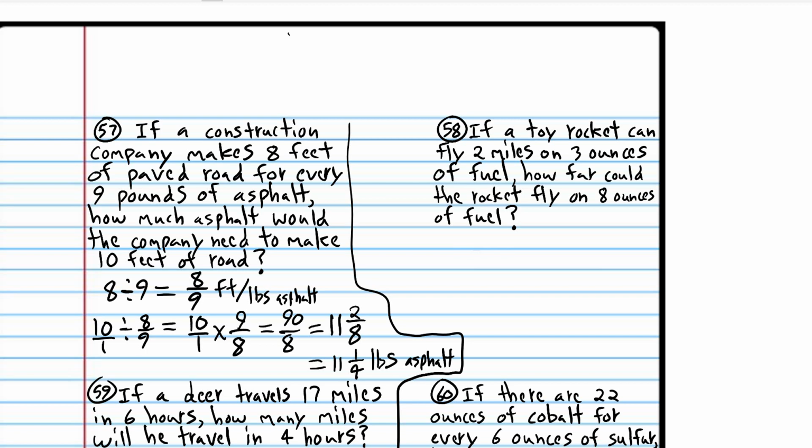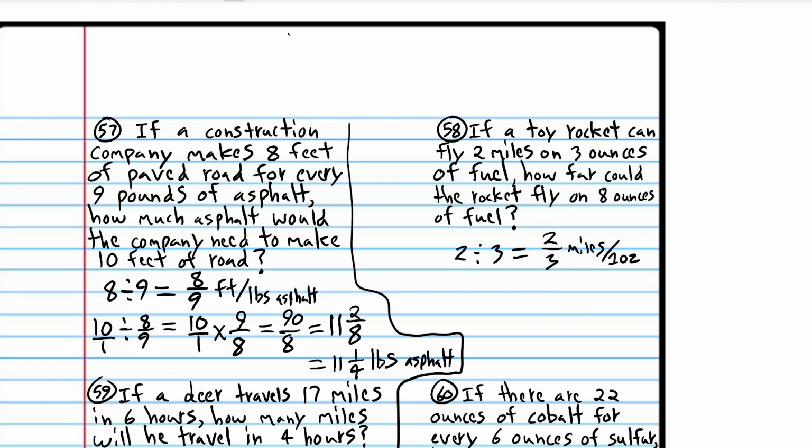All right, we're back. So again, we're going to write this in fraction form. 2 divided by 3 is the same thing as 2 over 3, 2/3. So the unit rate is 2/3 miles for every 1 ounce of fuel. So now we have to figure out if we're going to take this number and multiply it into 8, or if we're going to divide the two numbers.